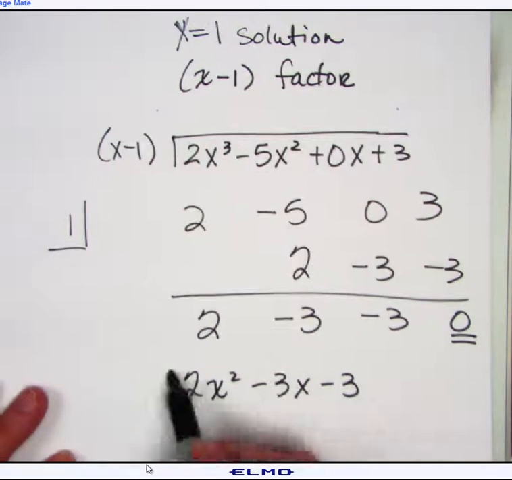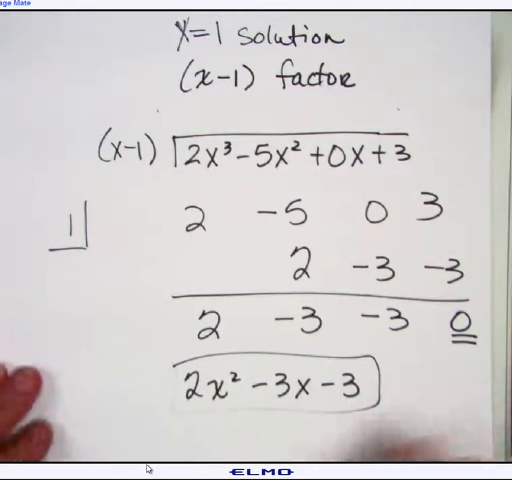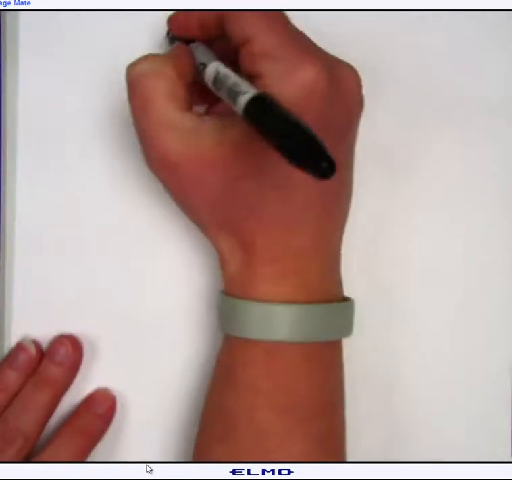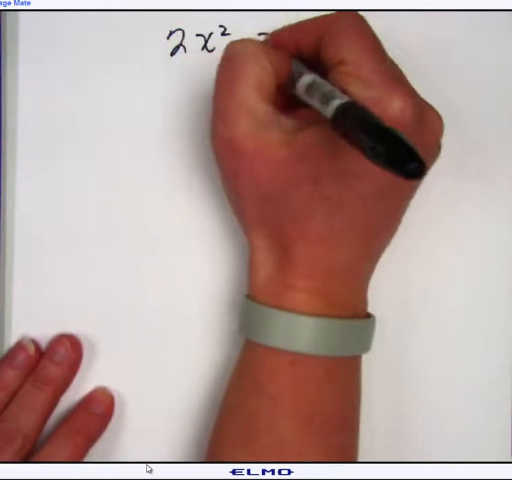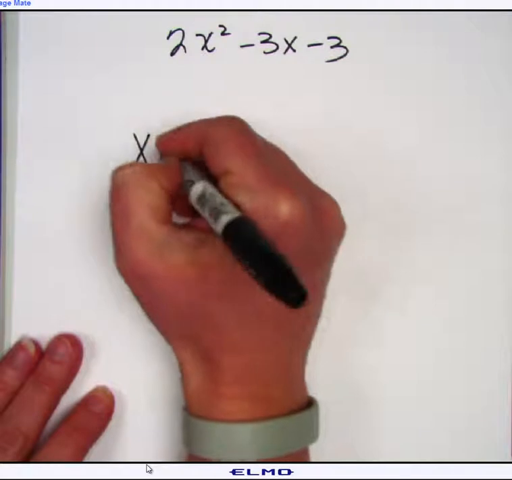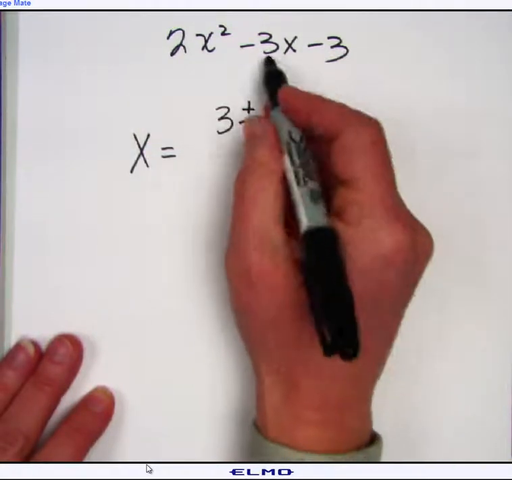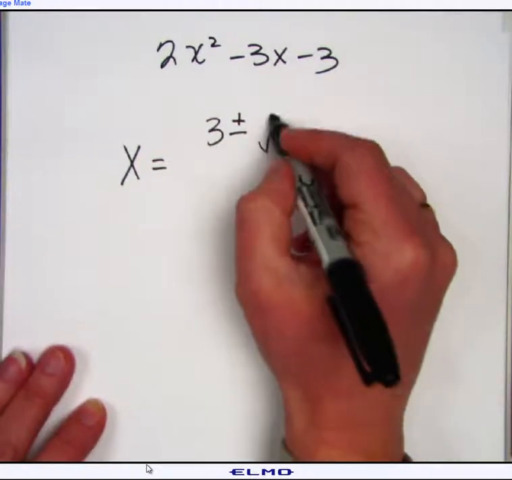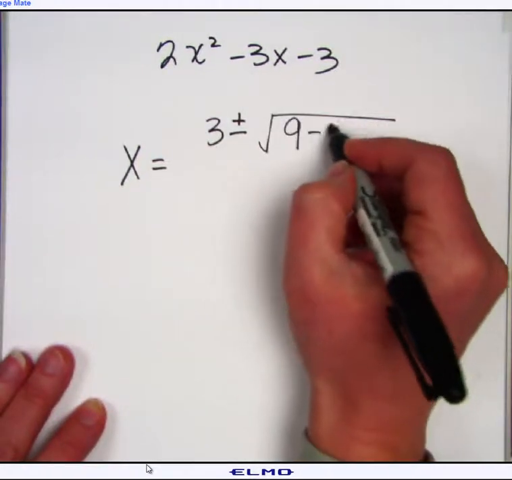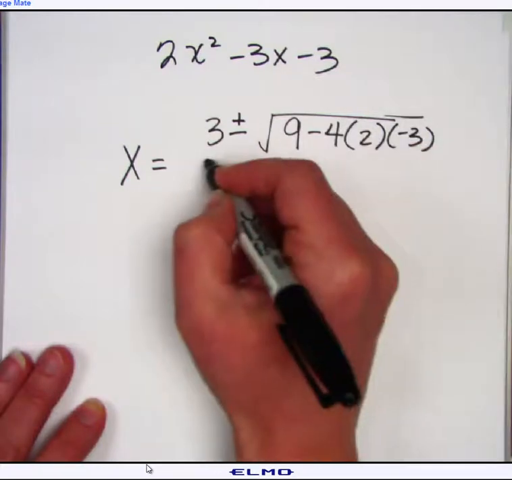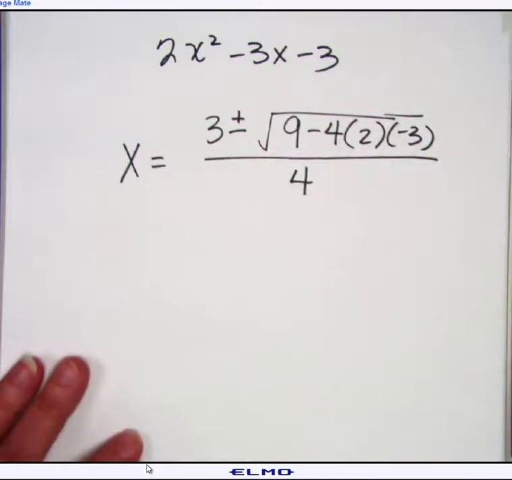And now to get my remaining solutions, I'm going to take this and I'm going to use the quadratic. So I have 2x squared minus 3x minus 3, and I'm using the quadratic. X equals minus b, change the sign on b. It's -3, so it becomes positive. Square root, b squared, 9, minus 4a and c, all over 2a, okay?